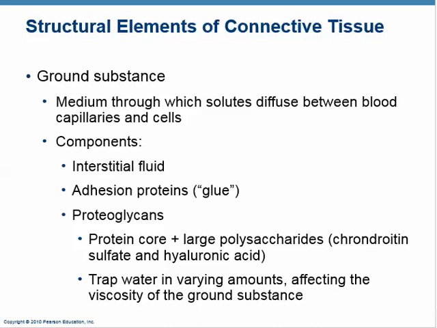So ground substance. This is the adhesion proteins, the glue. There's interstitial fluid in it. There's proteins and sugars. Ground substance is fairly wet. Now there are going to be varying degrees of wetness in the ground substance. So cartilage is very wet, whereas bone is not. And blood is completely wet. The ground substance is liquid. It's blood plasma.